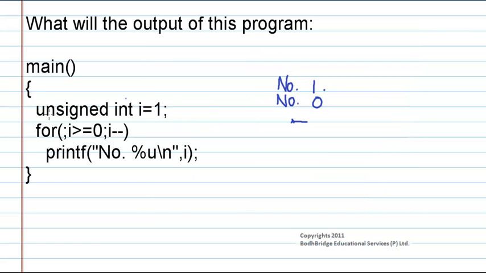So only if this variable I is declared as integer, we will get this output. Or else it will be an infinite loop. So this will be the output of this program.